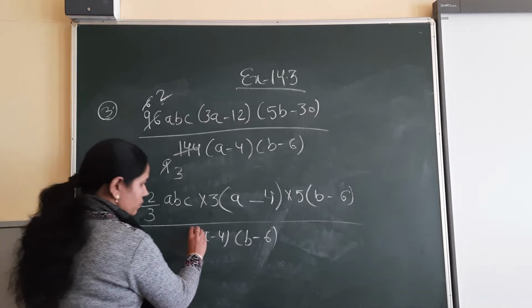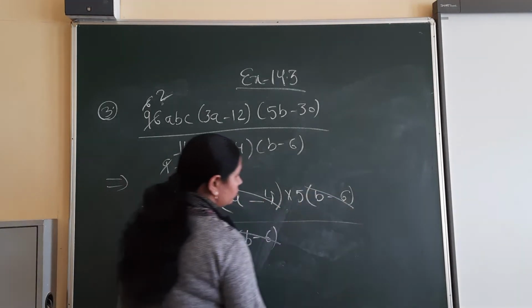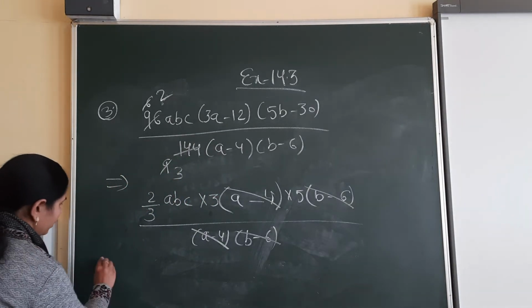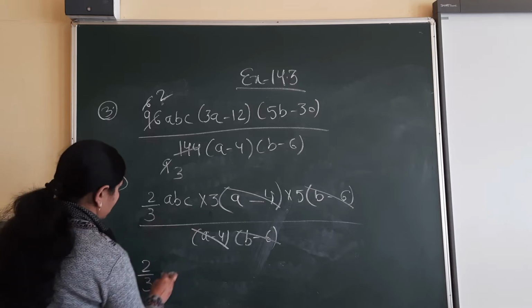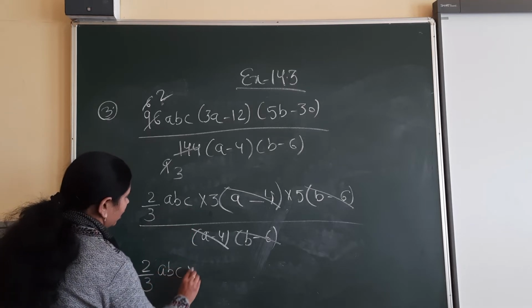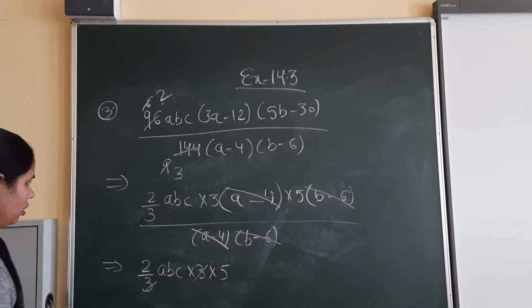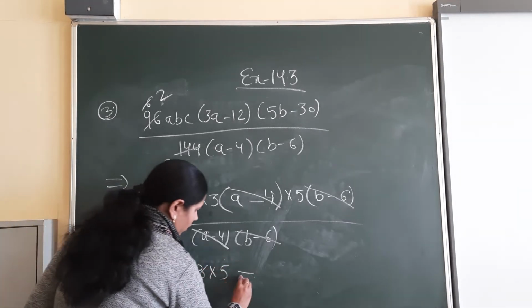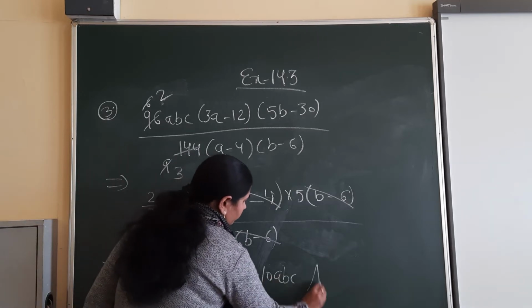Now look, this A minus 4, both cancel out. Here B minus 6 also cancels out. Now what is remaining from the numerator? So 2 by 3 ABC into 3 into 5. Even this 3 is also cancelled out. Now multiply 2 5s, we have 10. 10 ABC is the final answer.